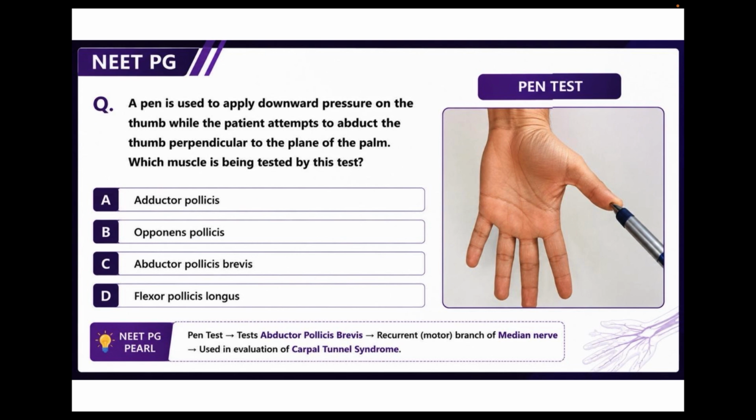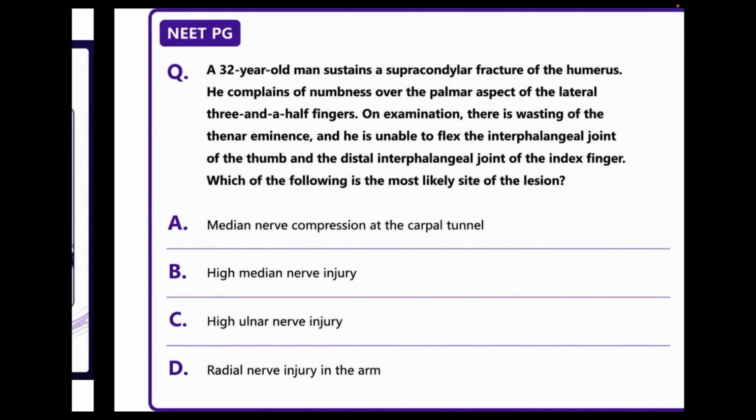Okay, don't read the question here, just look at the picture. This is the pen test, and they may ask you this test is performed for which muscle or in which nerve testing, so they can ask you both muscle and nerve. So see, this is the pen test and this is performed for the median nerve, and the muscle here is abductor pollicis brevis. You just have to remember this. And let's get to another question.